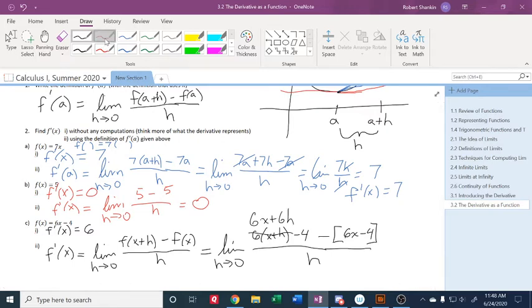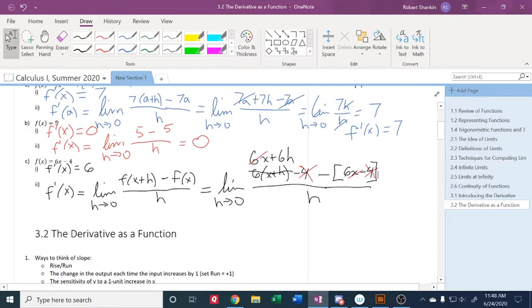And then this 6x and this 6x will cancel. This 4 and this 4, because there'll be a double negative there, will cancel. And then what I'll have is the limit as h approaches 0 of 6h over h, the h's cancel, and I get 6, which is exactly what I expected.